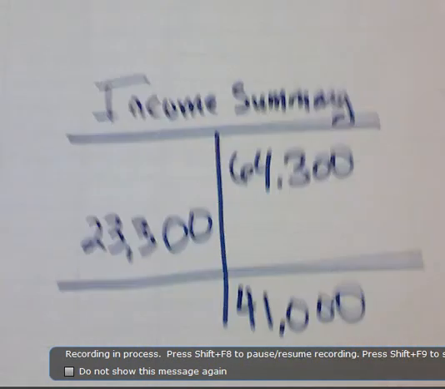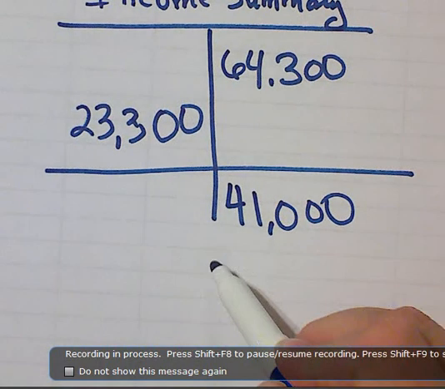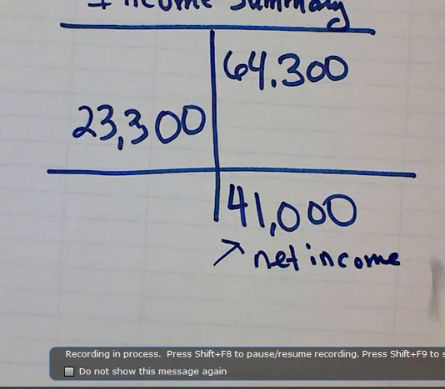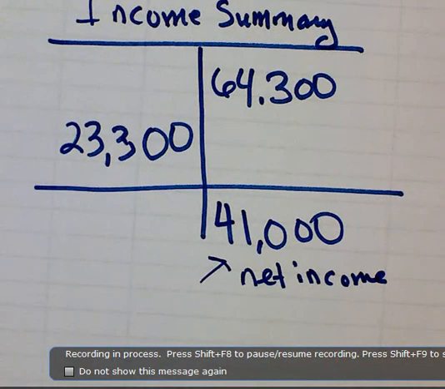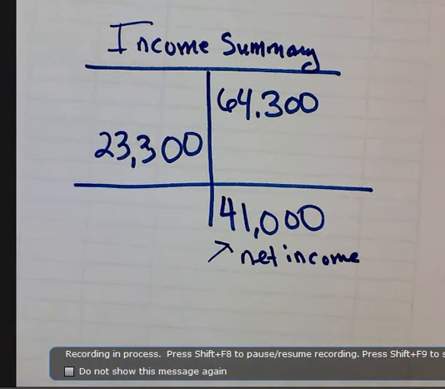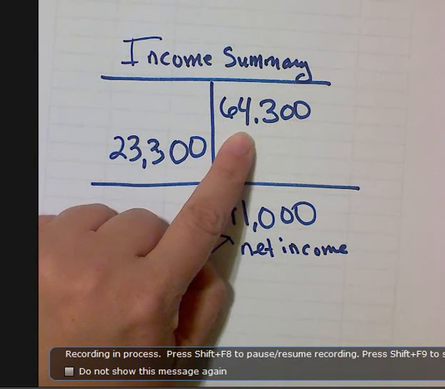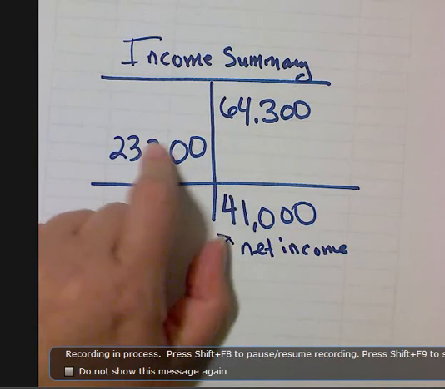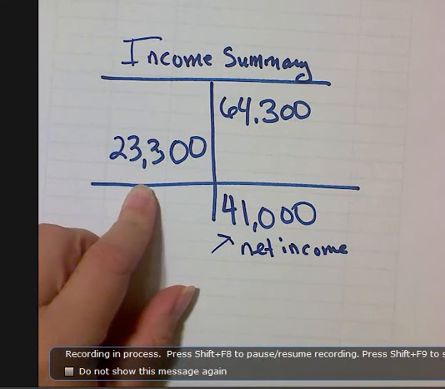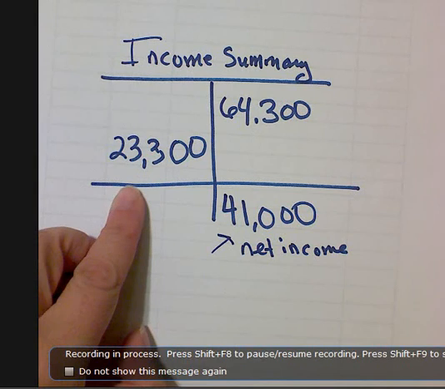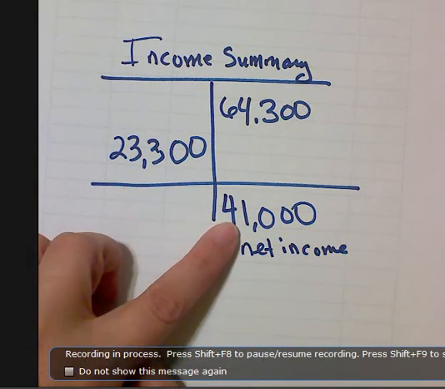And since this is a credit balance, that tells me I had net income of $41,000. If my income summary account had a debit balance, then that would tell me I had a net loss. Let me make sure you can see all of this. Okay, here's my credit entry to income summary. That's from closing out revenue. Here's my debit entry from closing out all my expenses. And so $64,300 minus $23,300 is going to give me my credit balance of $41,000.